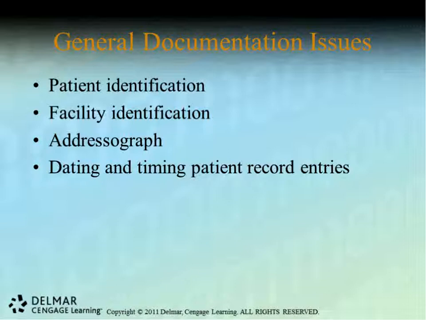We are also very concerned about quality. We want to make sure that the documentation that's going in the record is of quality nature. Table 6.1 on page 123 gives us several things that we take into consideration in terms of our documentation. We want to make sure everything is documented and signed.